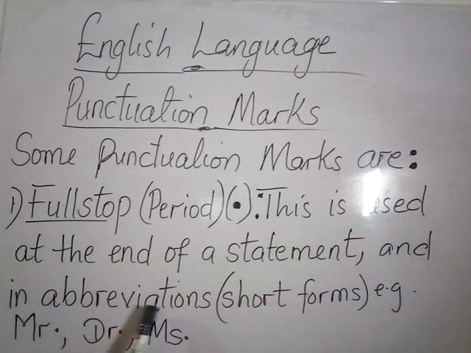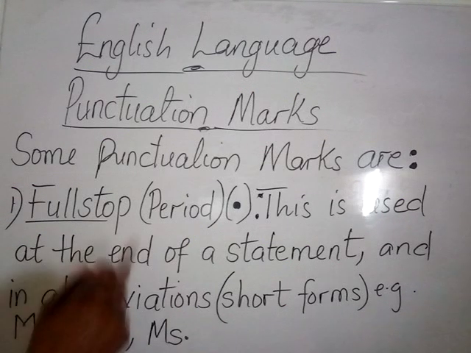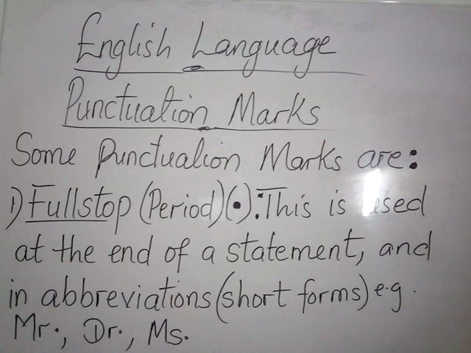And then in abbreviations, which is another word for short forms, you have something like this. This is Mr. You write Mr with a dot. Mr. John, Mr. Adamu. This is Dr with a dot, and it is the short form of doctor. Dr. Abel, Dr. Mary. And the last one here is Ms with a dot, and it's a short form of Miss. Miss Bc, Miss Angela. Okay, so these are some ways you use full stop, or otherwise known as period.